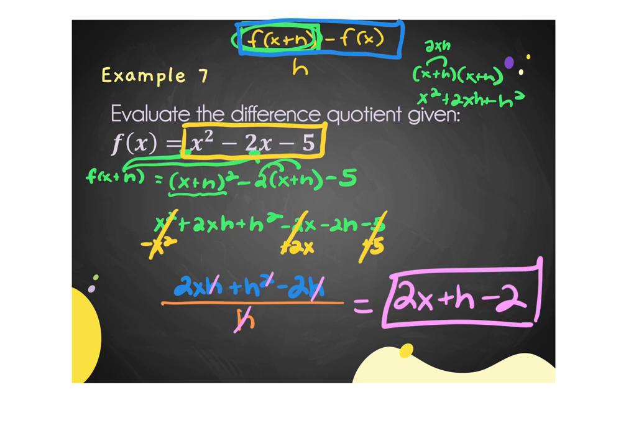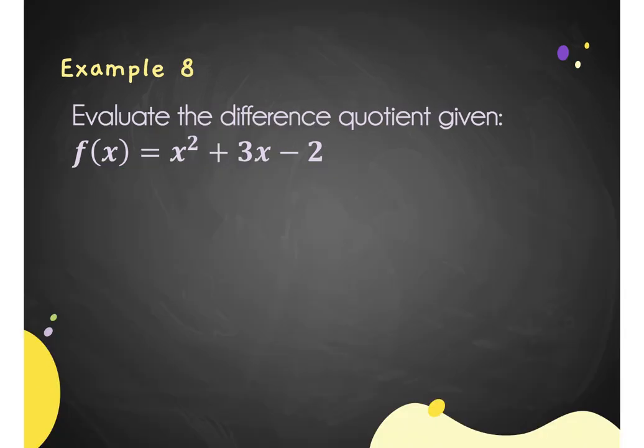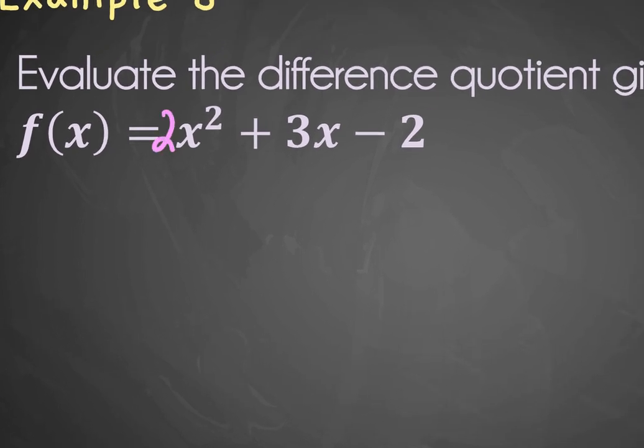Ready to do it again? So just a different difference quotient. Just a different f of x, okay? I'm actually going to change this. I'm going to add a 2 onto the front here. So add a 2 onto the front because that could also happen.